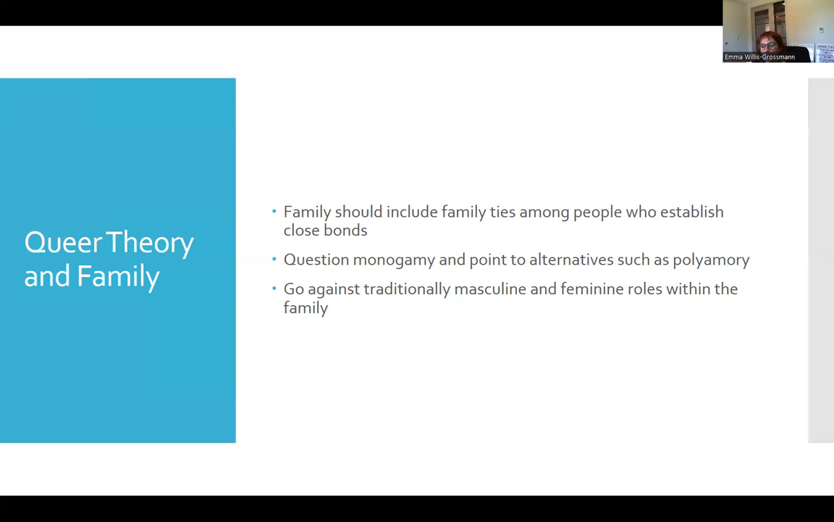Queer theorists also question monogamy, which is the belief that people should only have one long-term partner at a time, usually within the context of marriage. Monogamy is a common practice in our culture, but queer theorists argue that it should not be the only acceptable option. They instead suggest alternatives such as polyamory, which is the practice of having one or more open relationships or romantic relationships at a time, and they may not be limited to marriage.